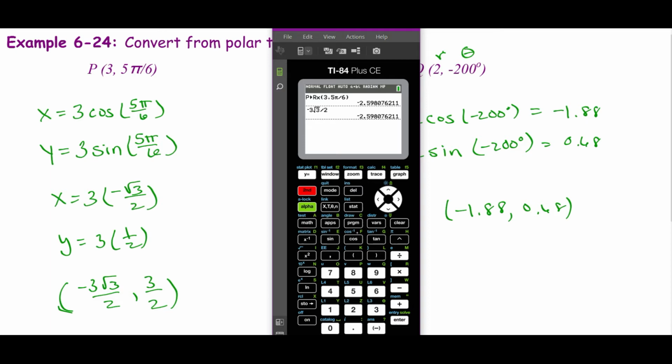So again, I'm going to go second, apps, and I'm going to go down to number 8 now. And again, we're going to type in the point 3 comma 5 pi divided by 6. And here I get the 1.5, which is equivalent to 3/2.